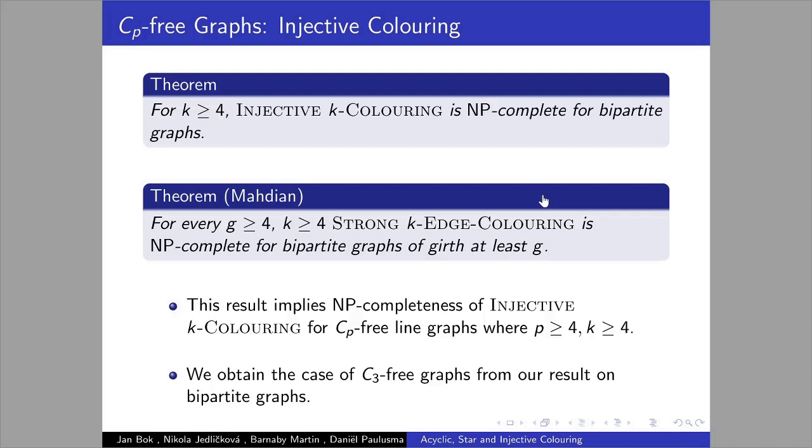And finally, injective coloring. First we show that for k at least 4, injective k-coloring is NP-complete for bipartite graphs. And then we combine this with the result that we saw earlier, which tells us that star k-coloring is NP-complete for H-free graphs where H is a cycle of length at least 4.